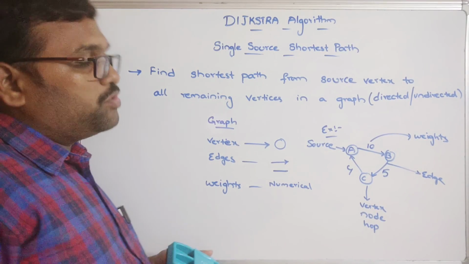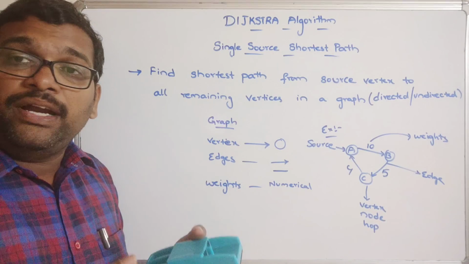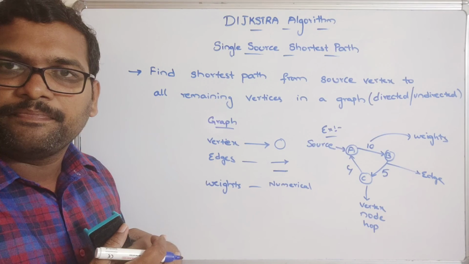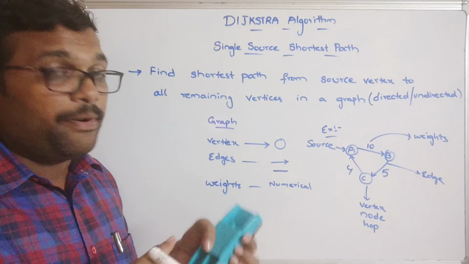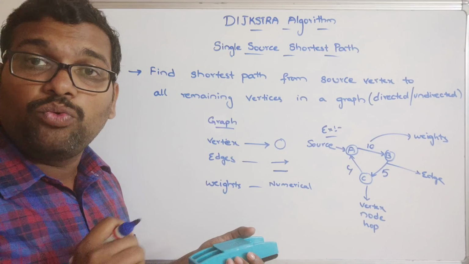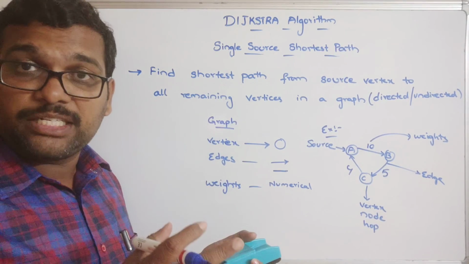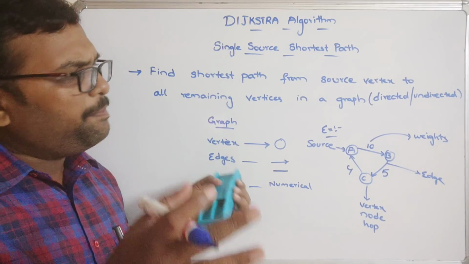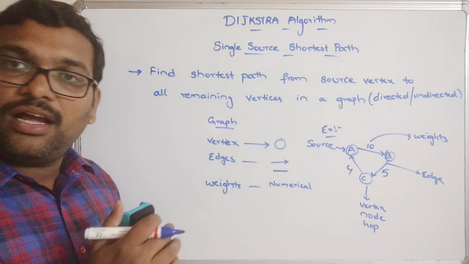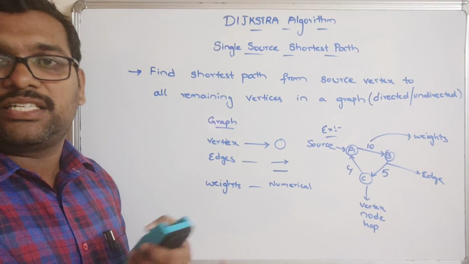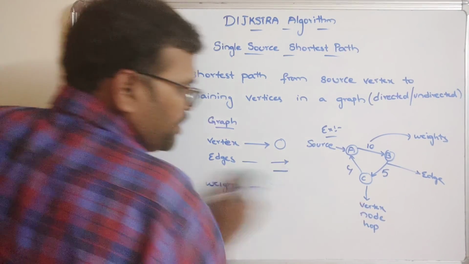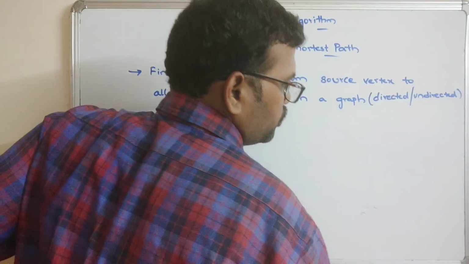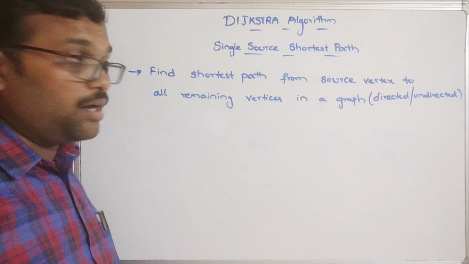So where will it be used? It will be used to find the shortest distance from one place to another place. The same thing is also applied in networking for routing a packet. It will find the shortest path, and through that shortest path the packets will be transferred. So in many applications we use this Dijkstra algorithm. Now we'll see what exactly happens in single source shortest path using the Dijkstra algorithm.